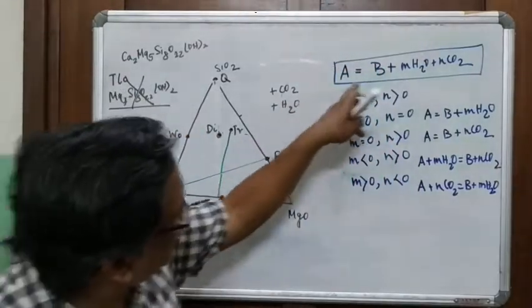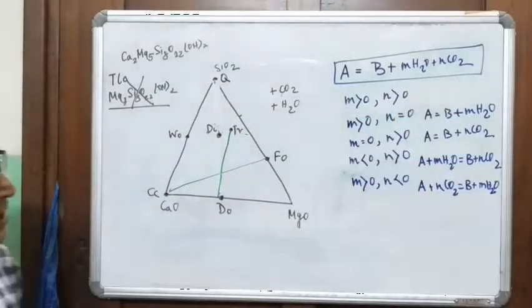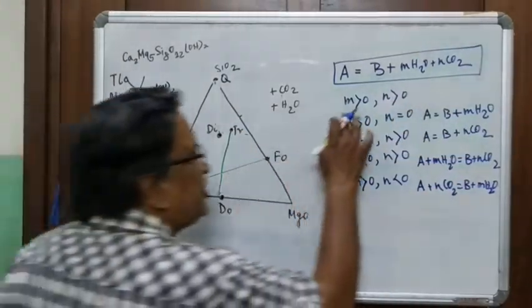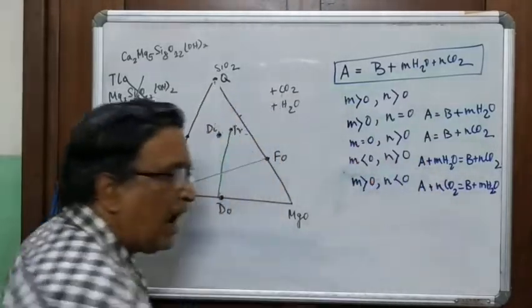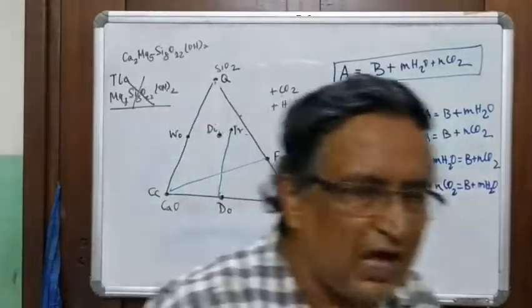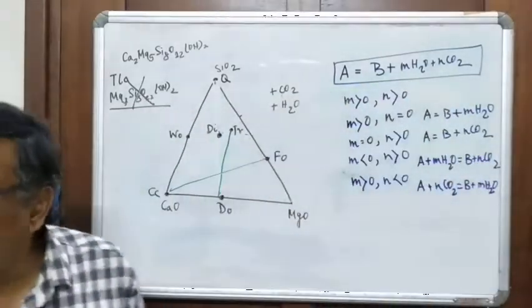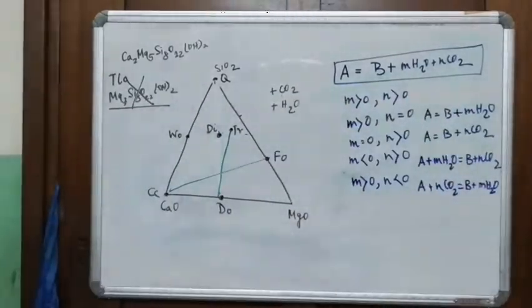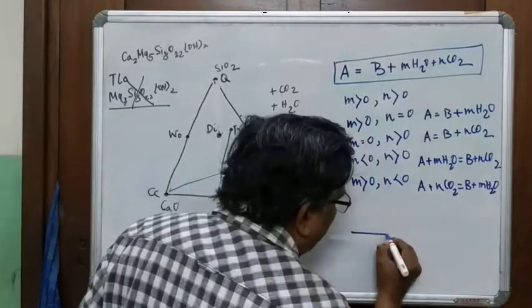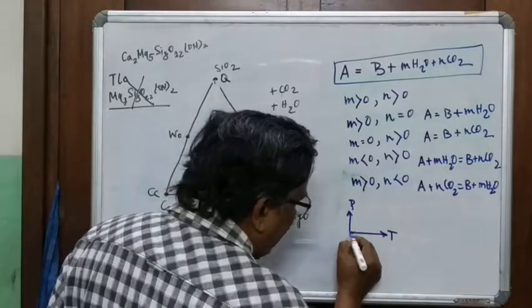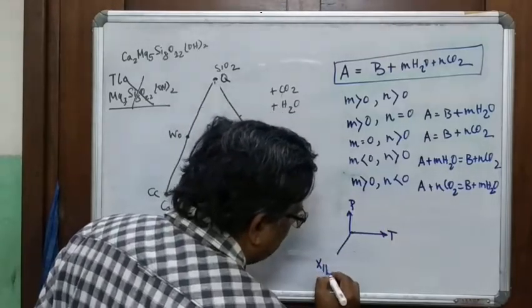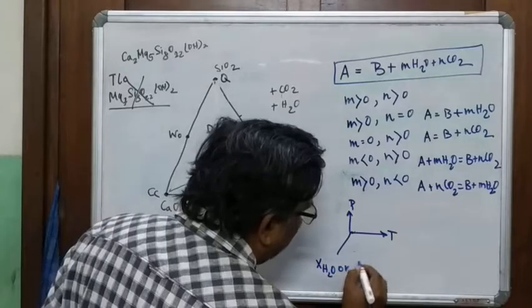If we can model this, then we could change M and N and try to find out how the reaction slopes will behave. And what are the options left to us? The options are temperature, pressure, and another axis, which is XH2O or XCO2.